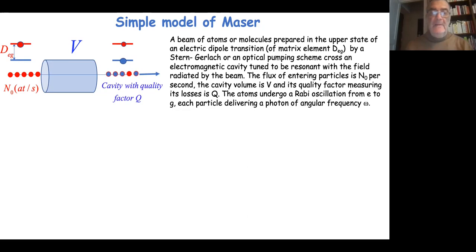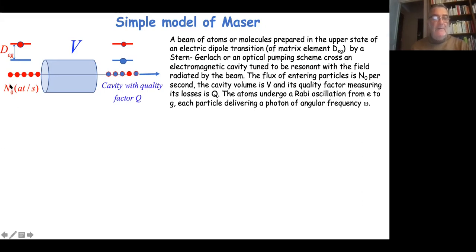Let me start with a maser. On this slide, I show a very simple model of a maser. We assume that we have a cavity, for example a cylindrical cavity, which sustains a mode of the electromagnetic field, which is resonant with an atom or a molecule which has two levels separated by a Bohr frequency corresponding to a microwave transition. And we assume that there is an electric dipole matrix element between these two states, so they are strongly coupled to microwaves. We send a beam of atoms across the cavity. The atoms are prepared in the upper state of the transition to have amplification of radiation.